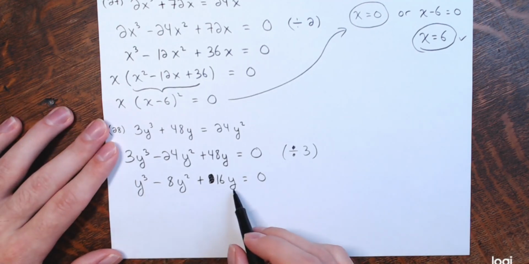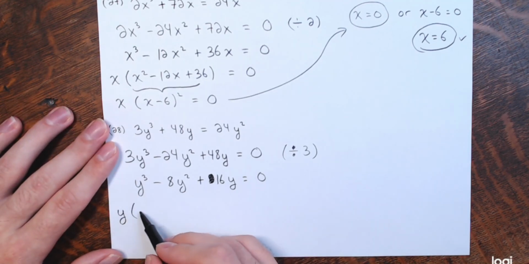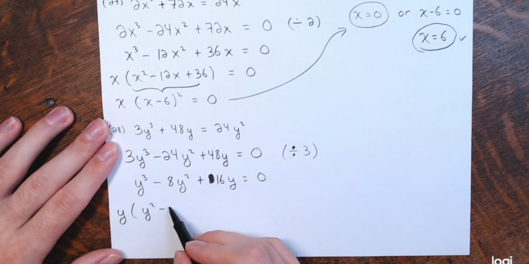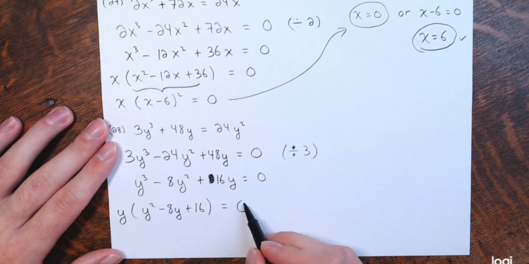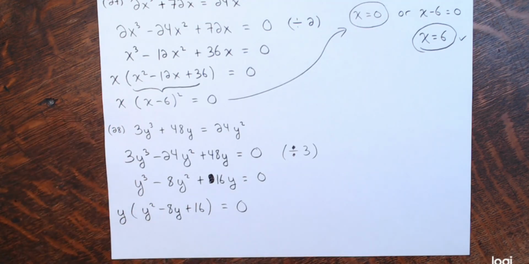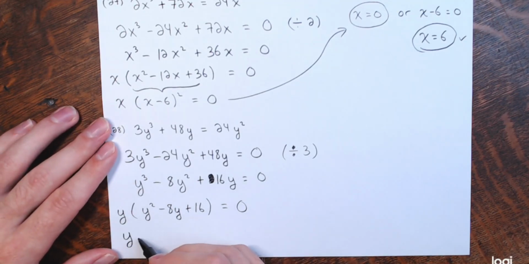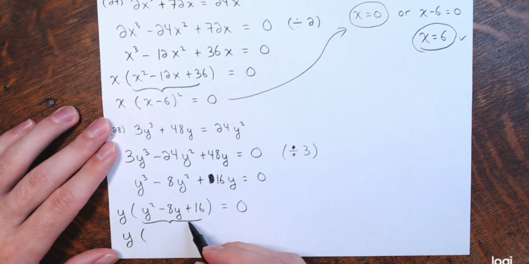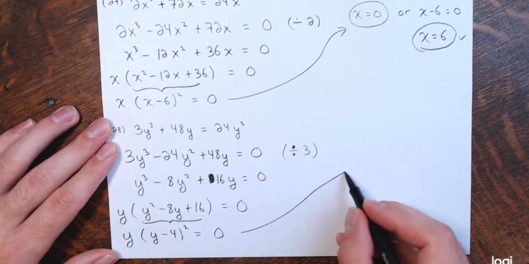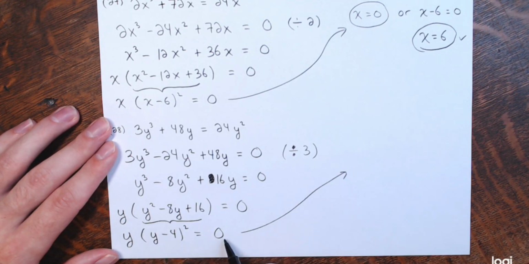Again, all three of these have a y in common, so I factor a y out, and you'd be left with y squared minus 8y plus 16, and oh my goodness, another perfect square trinomial. Man, again, this isn't always going to happen. So we have y times y squared minus 8y plus 16. That's y minus 4 squared. Y minus 4 times y minus 4. And this is a product equal to 0.